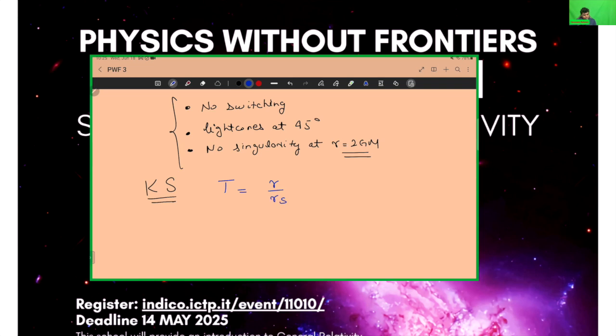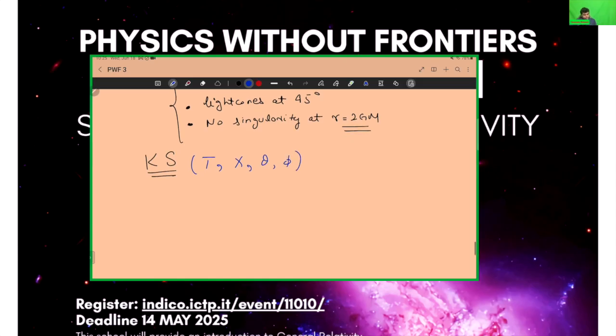These coordinates are capital T and capital X, and you don't need to change the other coordinates; theta and phi are the same. So these are KS coordinates. The old coordinates, if I remind you, were t, r, theta, and phi. They were Schwarzschild coordinates, or spherical polar coordinates with time included.